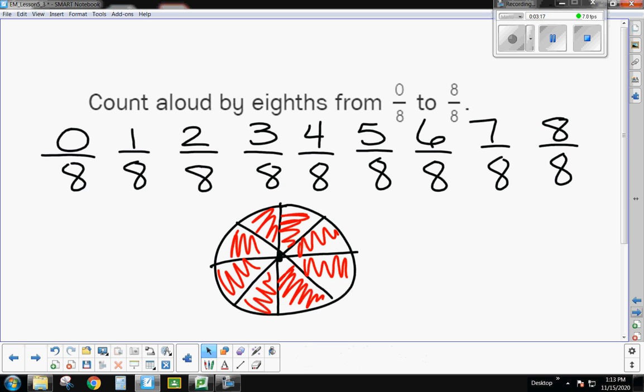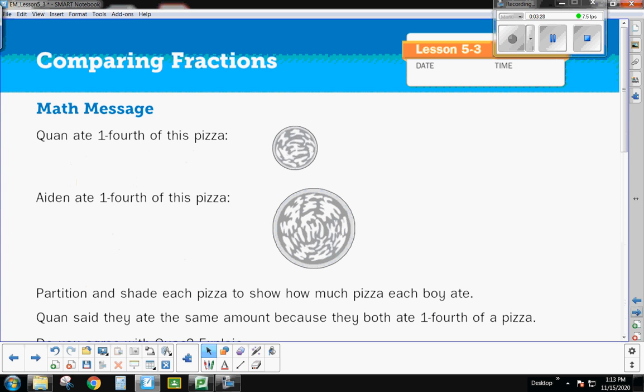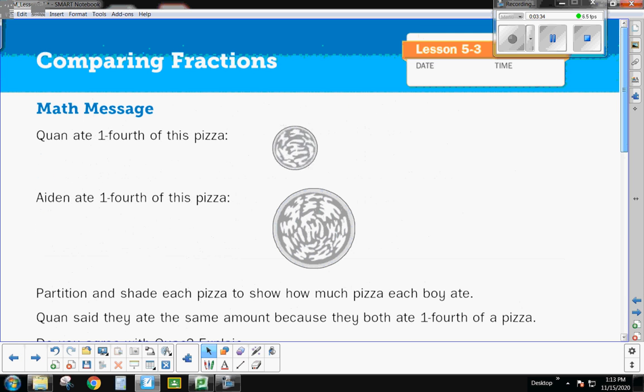And hopefully as we were skip counting and looking at those pictures, you started to notice some things that are going to be important as we're looking at equivalent fractions. All right, so go ahead and get your math workbook out, and turn to page 156. If you need to pause the video for a minute to do that, go ahead.